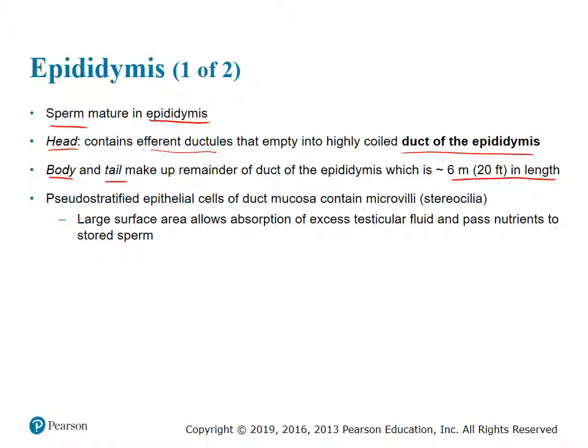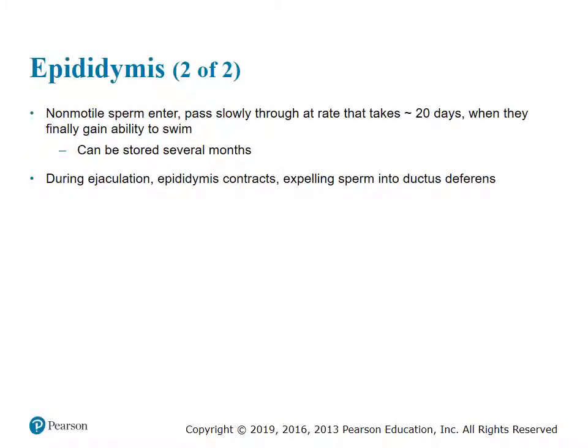Okay, so pseudostratified epithelial cells are found in the epididymis, right? Lining the epididymis, they absorb extra fluid and they pass nutrients to the stored sperm, right? They enable the transition of nutrients and waste and so on from the sperm and back to the sperm, right?